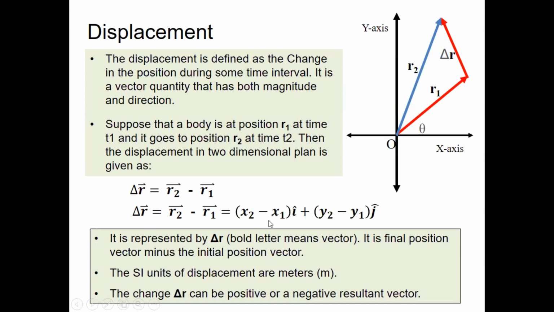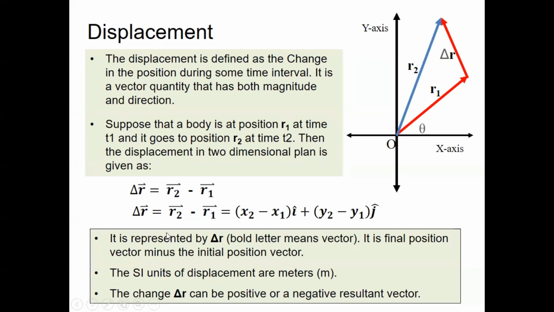the difference of the x values, x2 minus x1, multiplied by the i unit vector, which is a vector along the x-axis. It has a magnitude of 1. Then there is y2 minus y1 along the y-axis, and it is multiplied with the j unit vector, which is along the y-axis, and the j unit vector has a magnitude equal to 1, direction along the y-axis.